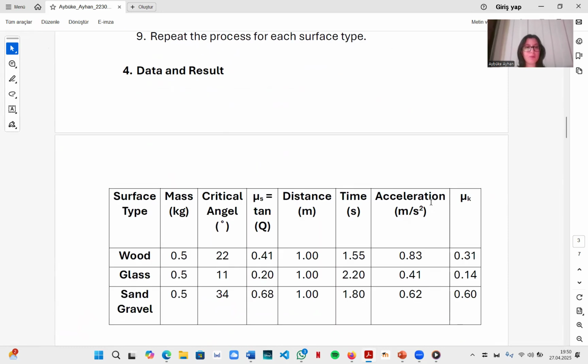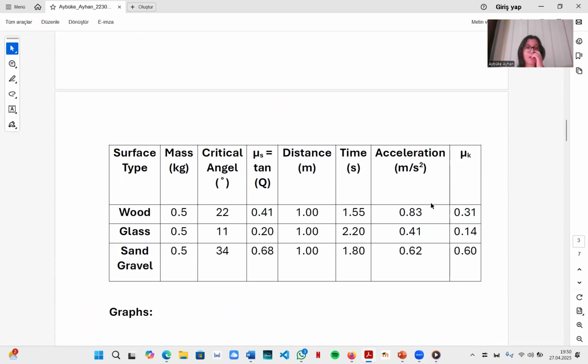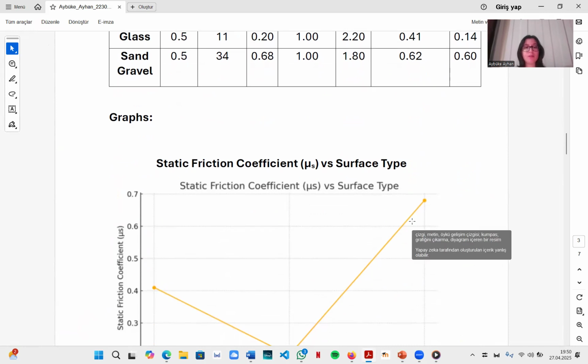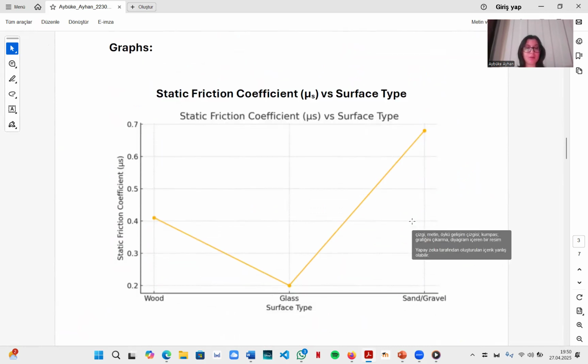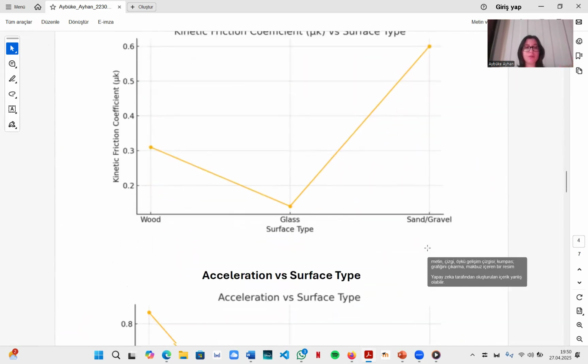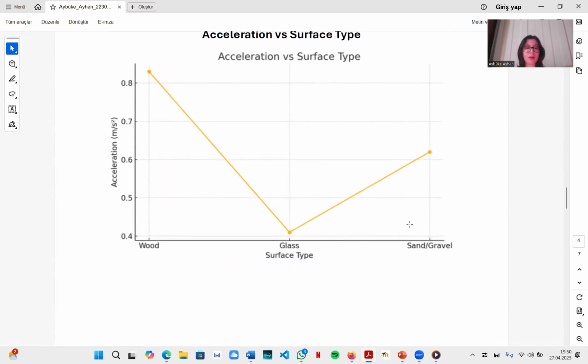Now I'm going to move on with the data and the results I found while doing this experiment. This is the graph I obtained while doing the experiments, and additionally, the graphs showing the variation of static friction coefficients and kinetic friction coefficients and acceleration across surface types were plotted in my experiment.